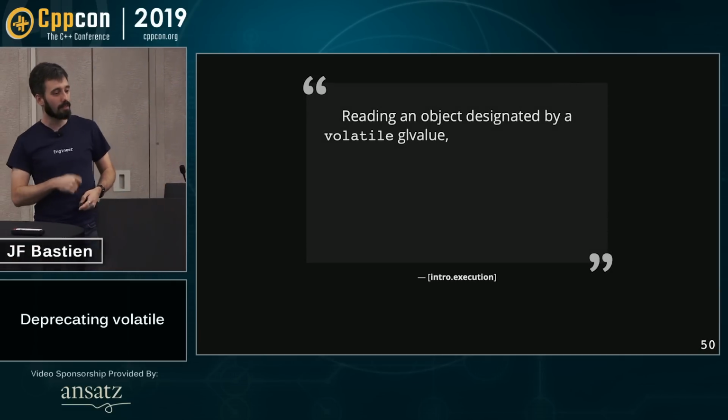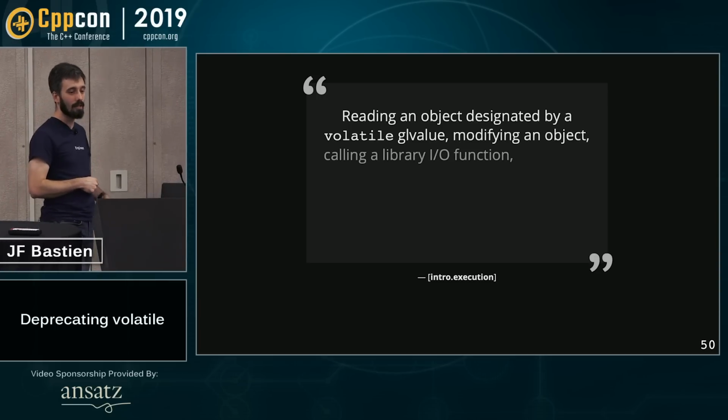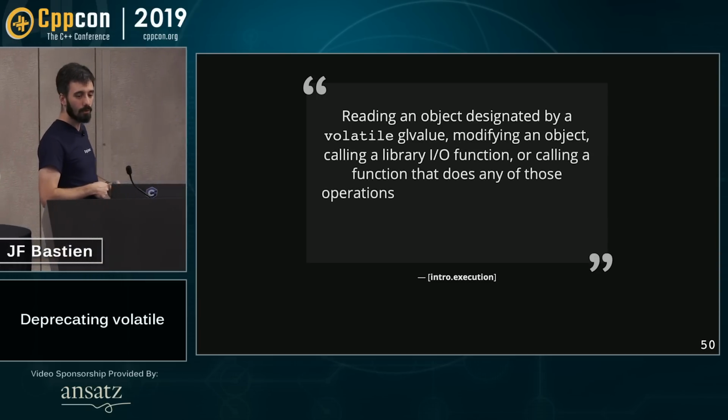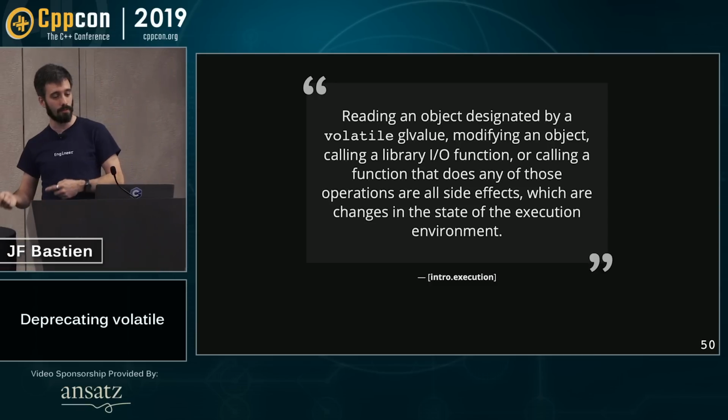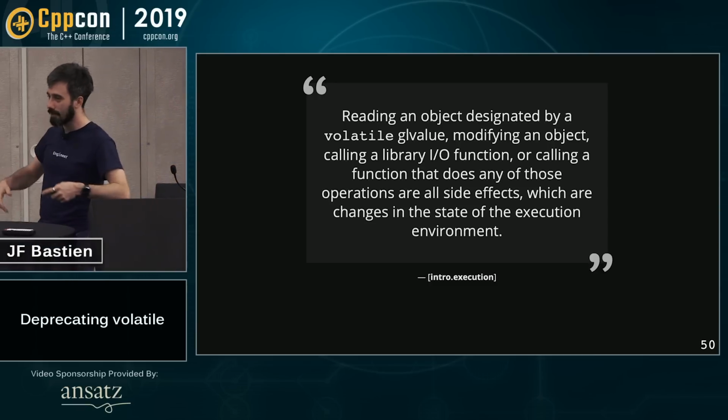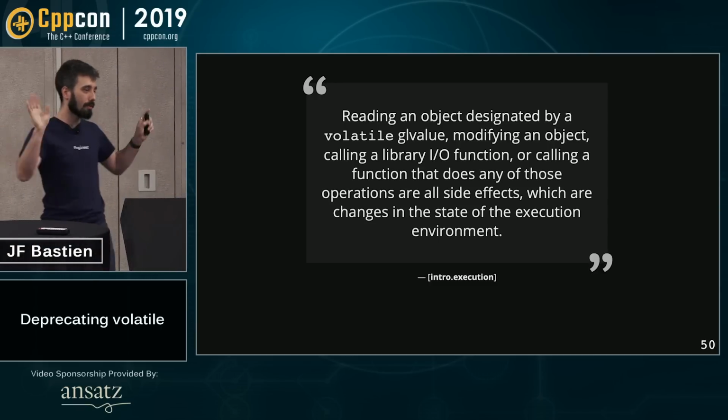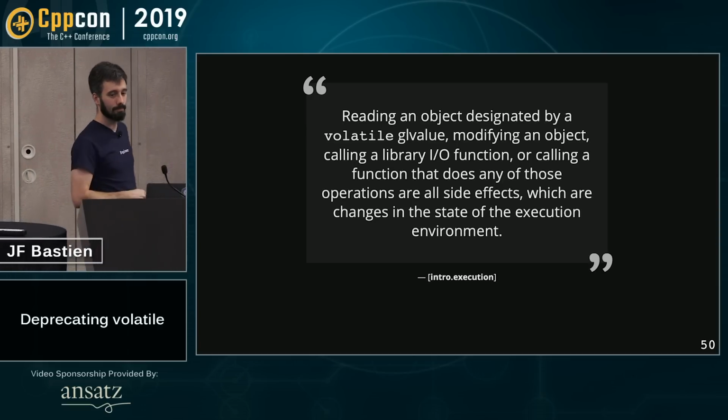Okay, so reading an object designated by a volatile glvalue, modifying an object, calling a library I/O function, or calling a function that does any of those operations are all side effects, which are changes in the state of the execution environment. So that means there's the abstract machine and the compiler can hand wave and do whatever it wants, except with volatile.